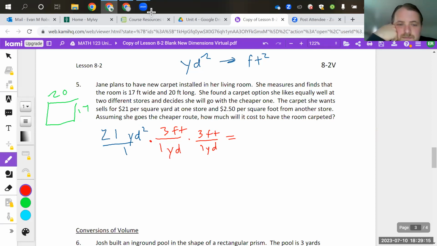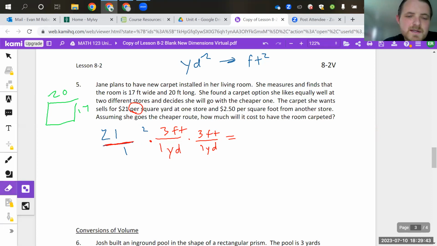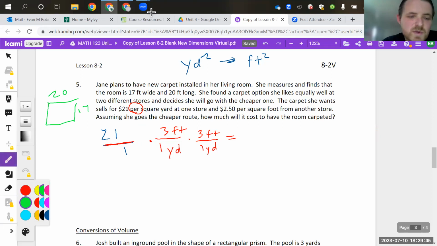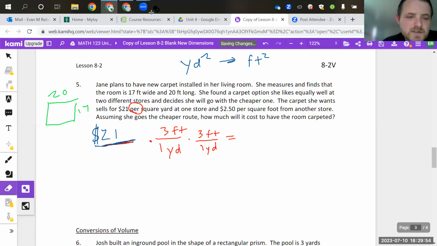Oh man, I goofed that up. That's my bad. Sorry about that. I missed the per. So really the fraction bar acts as a per right there. So to do the least amount of erasing, sorry. So we've got $21 here. I was like, that number does not make sense. We've got $21 per 1 yard squared.